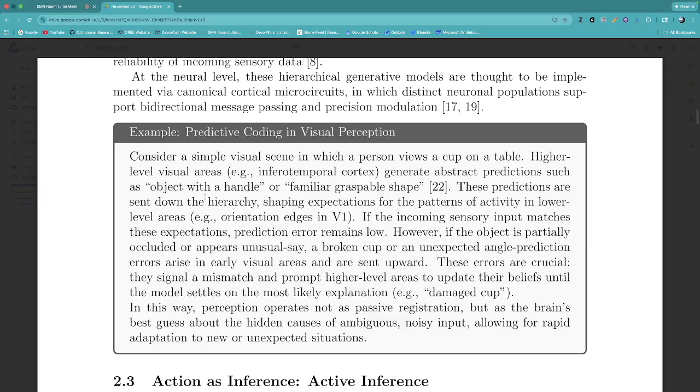They talk about a priori and posterior predictions and things like that. But that of course requires some sort of categorization. And so that's going to involve higher levels of the brain, maybe early on if we're doing this sort of category assessment, even in something like V1. In this way, perception operates not as passive registration, but as the brain's best guess about the hidden cause of ambiguous, noisy input, allowing for rapid adaptation to new or unexpected situations.